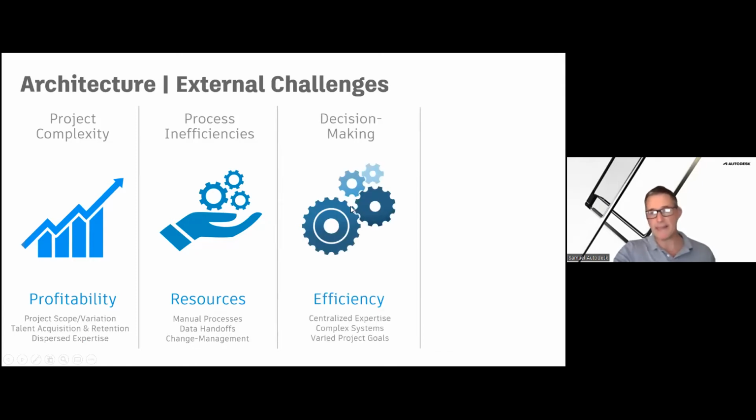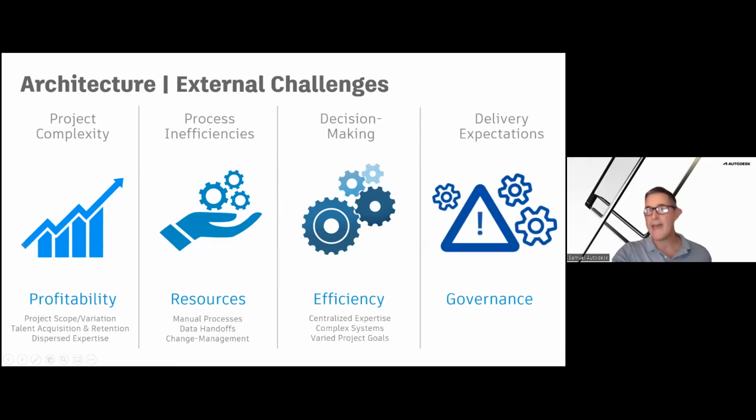The decision-making isn't as efficient as what it could be. We do have complex systems, the project goals change, not everybody understands them. And then finally, there are changes with the expectations, especially from governments. The UK mandated building information modeling in 2016. Not many other places in the world have actually committed to that.